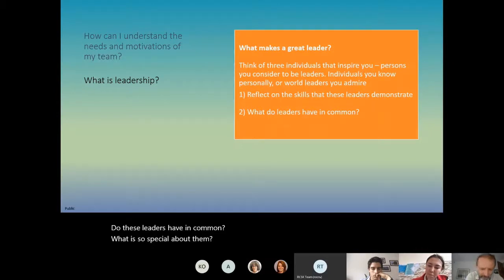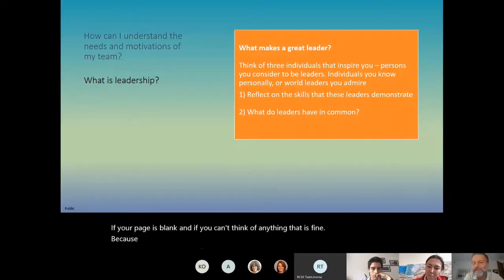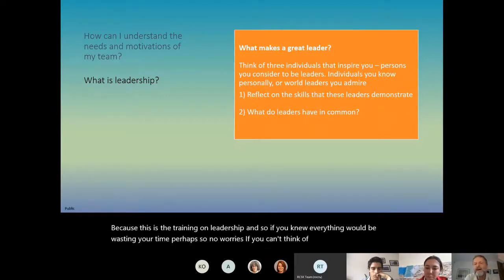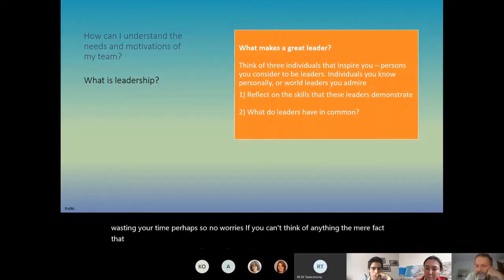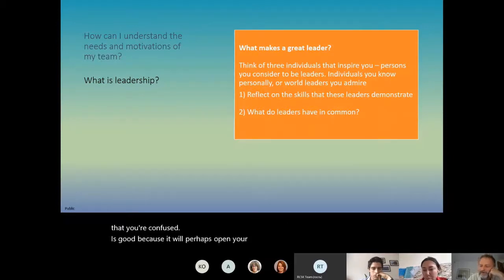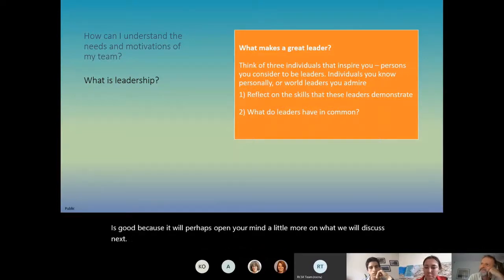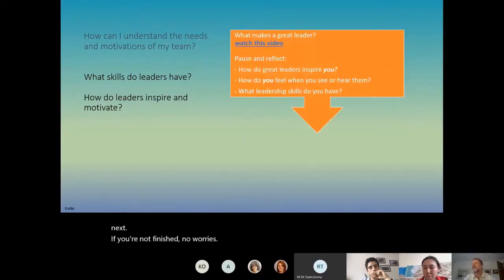If your page is blank and if you can't think of anything, that is fine, because this is a training on leadership. And so if you knew everything, you'd be wasting your time, perhaps. So no worries if you can't think of anything. The mere fact that you're confused is good, because it will perhaps open your mind a little more to what we will discuss next. Okay, if you're not finished, no worries. I will show you a video, and the video takes about 12 minutes.